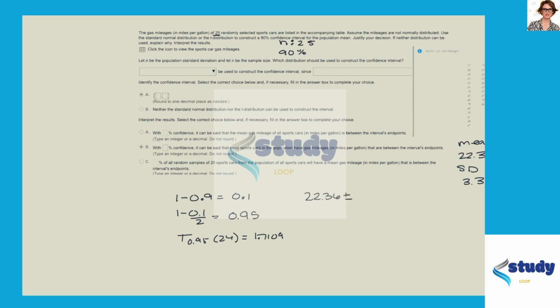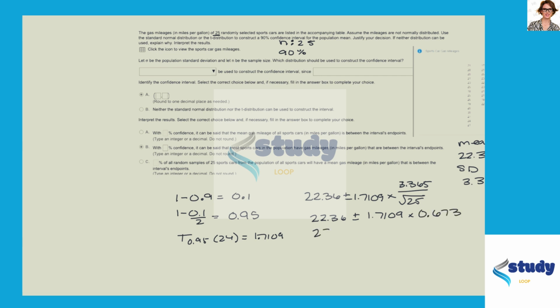So you're going to take the mean of 22.36 plus or minus 1.7109. You're going to multiply that by your standard deviation of 3.365, and you're going to divide that by the square root of 25. So you're going to take 22.36 plus or minus 1.7109 times 3.365 divided by the square root of 25.